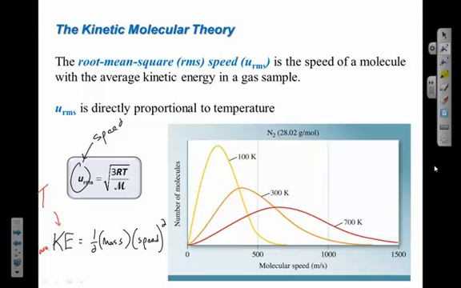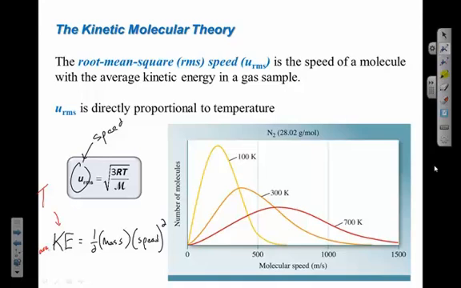Wherever I'm higher up on the y-axis, more molecules have that particular speed. There are very few molecules out here at 100 Kelvin moving faster than 500 meters per second. Still a distribution. I still have some that are moving that fast. And no matter which temperature I'm looking at, I still have a few that are moving really slowly. At 100 Kelvin, I have a lot more molecules moving like 10 meters per second or slower.